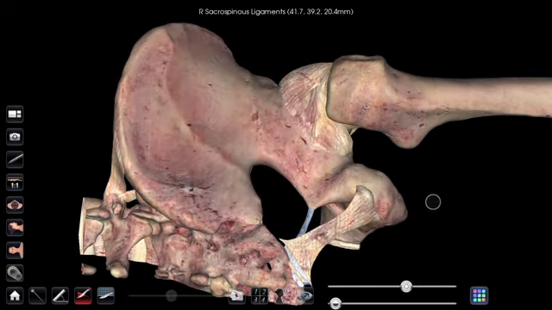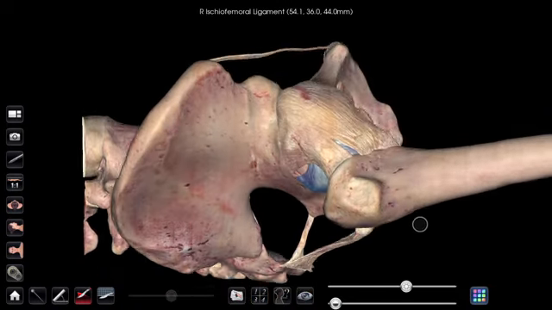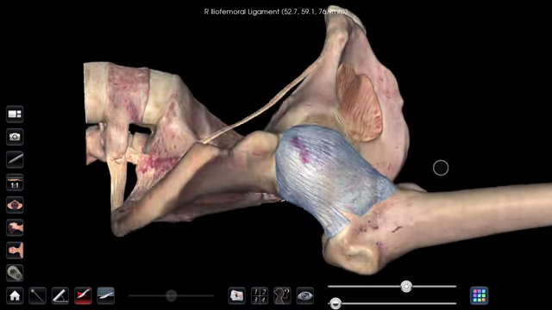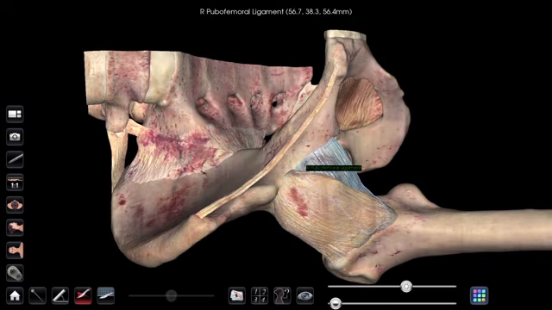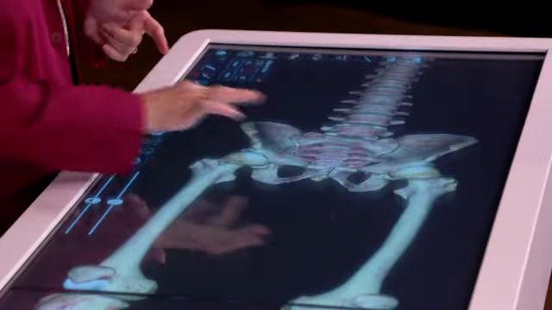We can also see the ligaments of the hip joint. Here's the ischiofemoral ligament posteriorly, and as we cruise around anteriorly, we see the iliofemoral ligament with its Y shape, and then the pubofemoral ligament, all three named for the parts of the pelvis they attach to the femur. Now let's take off the pelvis and focus on the femur.